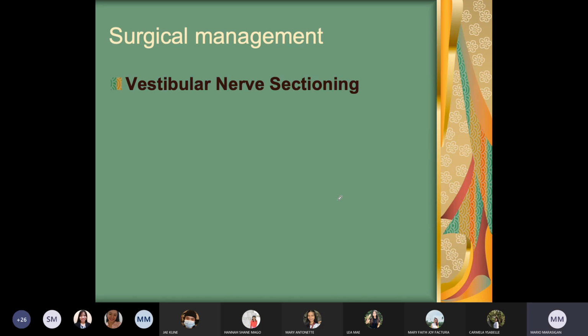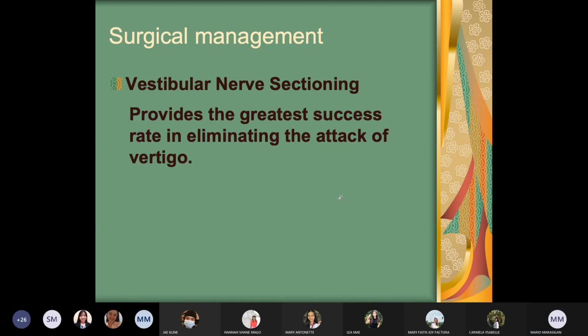The one that provide greatest success is your vestibular nerve sectioning. Okay. Wala kang vertigo, kaya lang kakaproblema ka naman sa iyong vestibula. It eliminates attack of vertigo, can be performed by translabyrinthine approach, okay, in a manner that can conserve the hearing. Okay. Most patients with incapacitating Meniere's disease have little or no effective hearing. So cutting the nerve prevents the brain from receiving input from the semicircular canal.